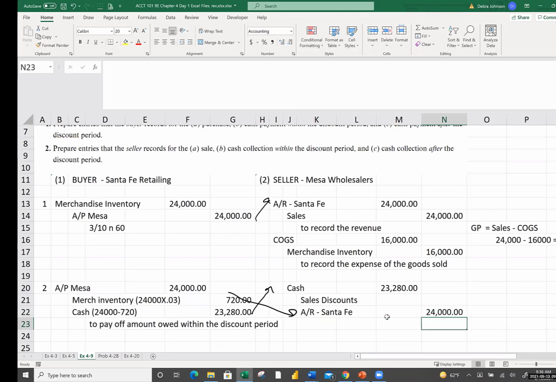I just wanted to point out if you can move the sales discounts over to the debit side. Yes, thank you very much. That would have been confusing to me as well.